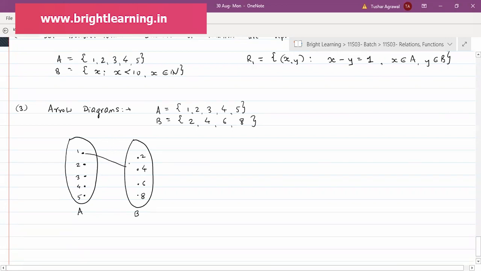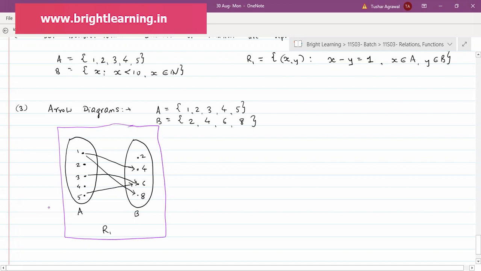Let's say this is one arrow, one is also over here. Let's say three comes over here, and let's say four also comes over here. And let's say this is my relation R1. So this is my arrow diagram of relation R1.